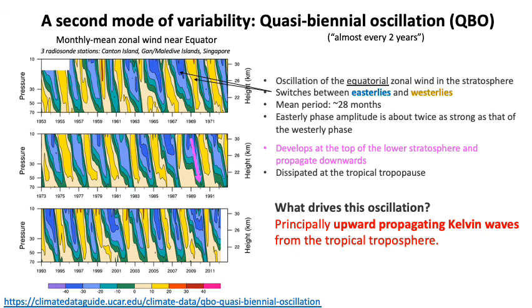And just a quick note, what drives this oscillation? It's again upward propagating waves, but in this case, upward propagating Kelvin waves, which are just gravity waves, but they happen to be long length scale gravity waves. Upward propagating Kelvin waves from the tropical troposphere. So again, we have waves that propagate upwards and then break, and so drive changes in circulation. I encourage you to look up more about that if you're interested. It's just a very quick intro to the QBO.